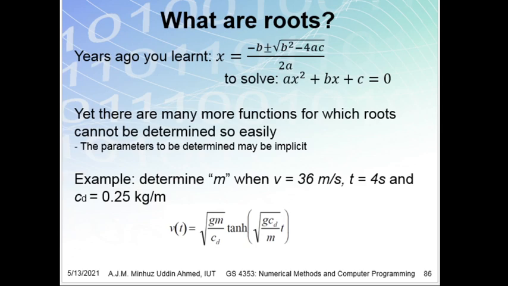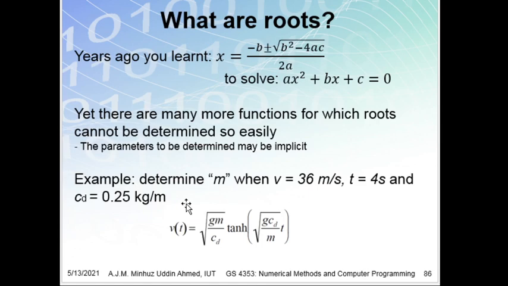The parameters to be determined may be implicit, and in those cases you will not be able to solve those analytically as well. So for example, if I review the problem we discussed in the very first class, this is an equation containing tan hyperbolic. As you can see from this equation, you cannot determine the value of m in an analytical approach. So this is very complex to determine, or it might be impossible.